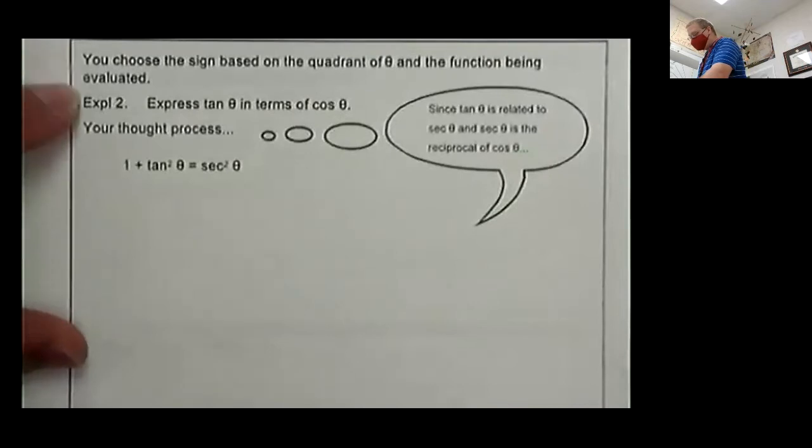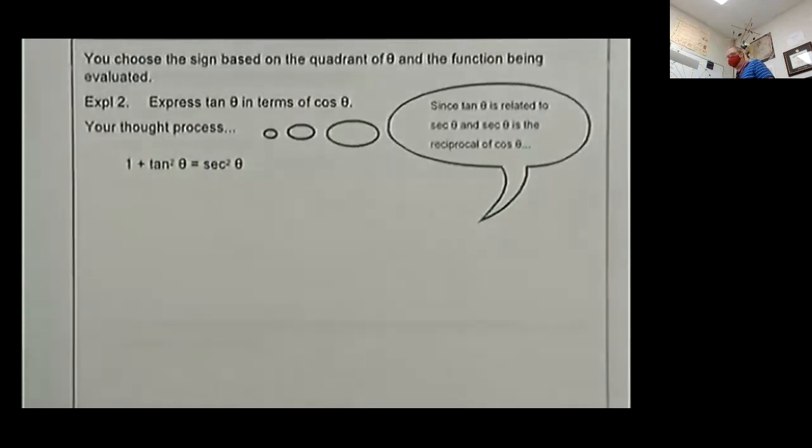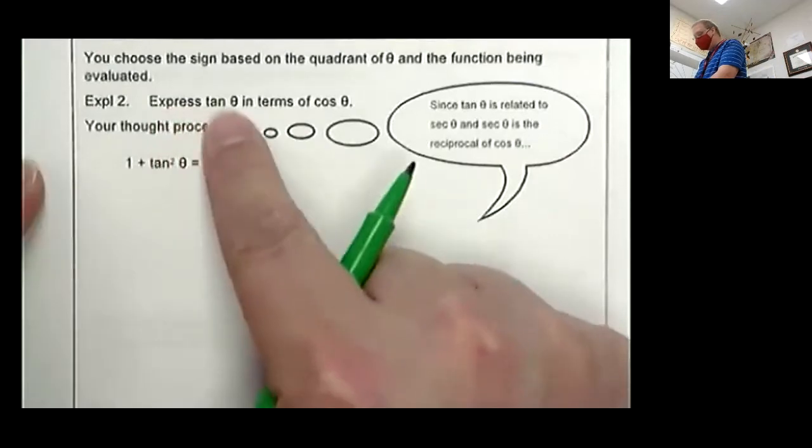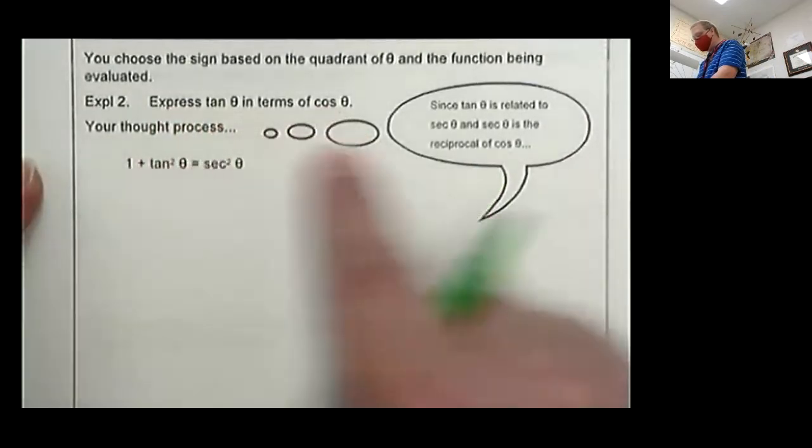Next, example 2, we're going to choose the sign based on the quadrant of theta and the function being evaluated. So we want to express tangent theta in terms of cosine. So we need a way to start with tangent theta and get to cosine. So here is our thought process.